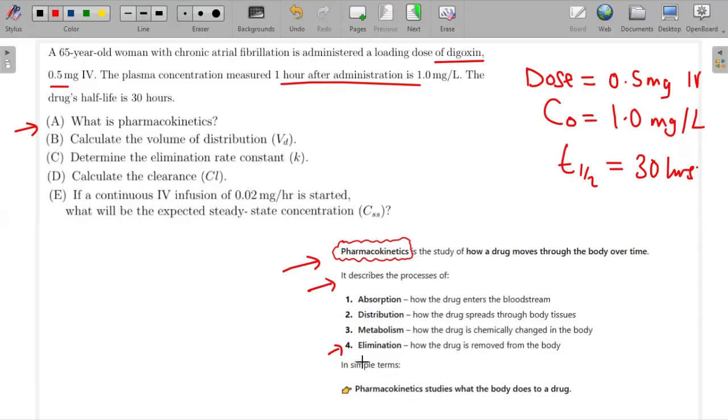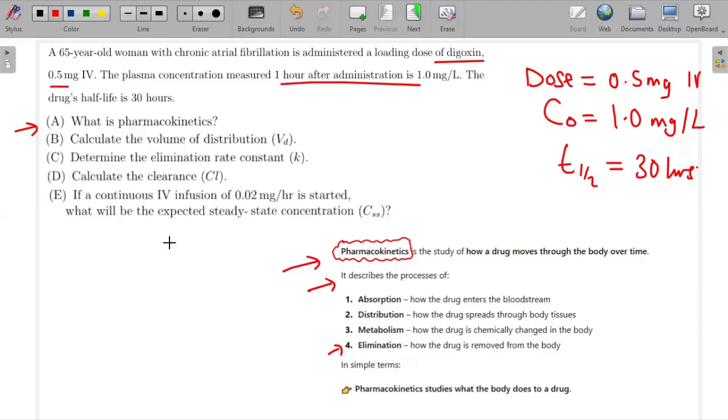All right, so that is what pharmacokinetics is. In simple terms, pharmacokinetics is the study of what the body does to the drug. So you take the drug, the body is going to absorb it. After absorption, it's going to distribute it. After it distributes it, there's going to be metabolism of it, and then there's going to be elimination. So that's what we call pharmacokinetics there.